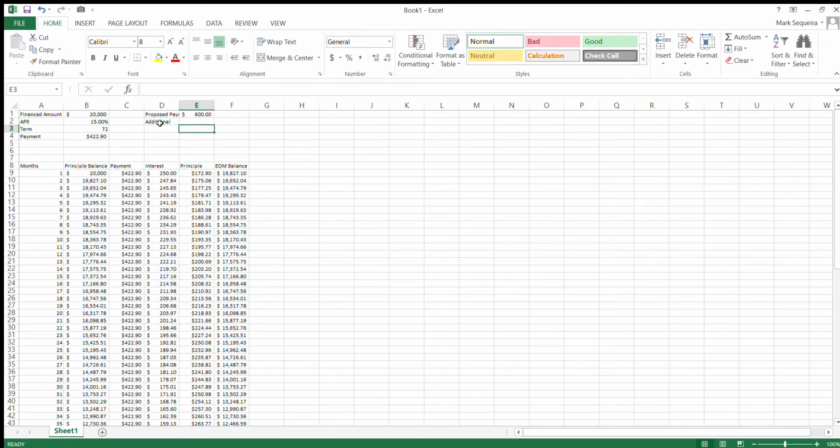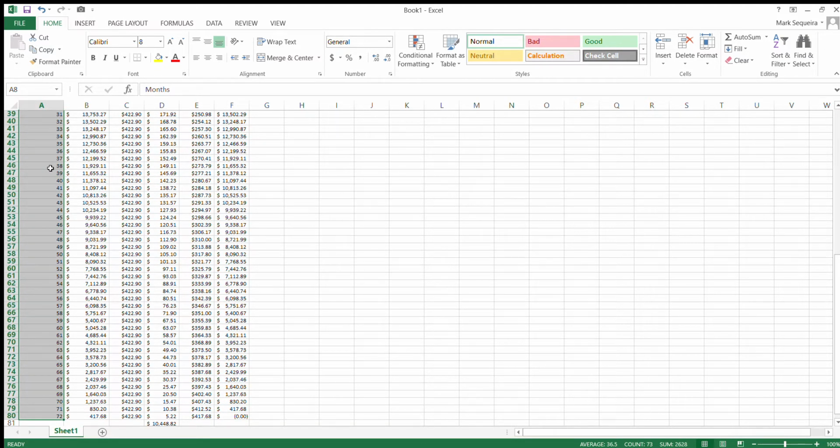Let's put one more description here. If you pay $600 every month, the additional money you're putting towards principal balance is just the difference between what your real payment is and the amount you will actually pay. So let's just do a subtraction, and you're going to pay $177.10 more on top of the $422.90. Let's see what that does to your balance.